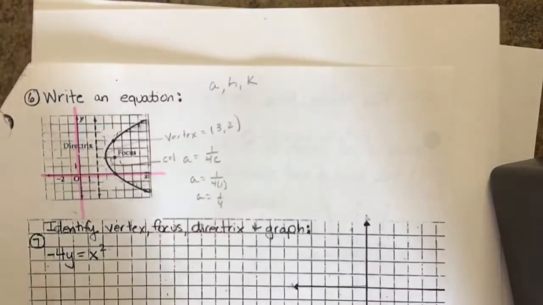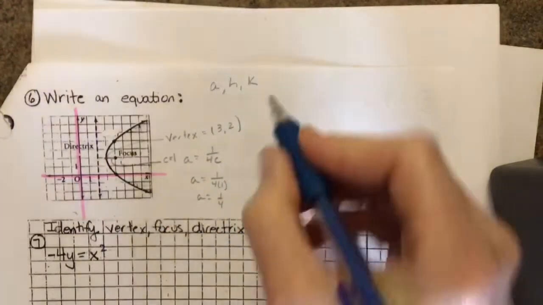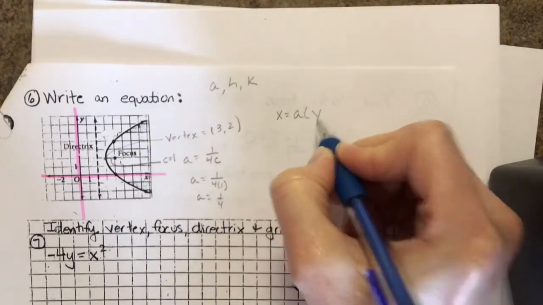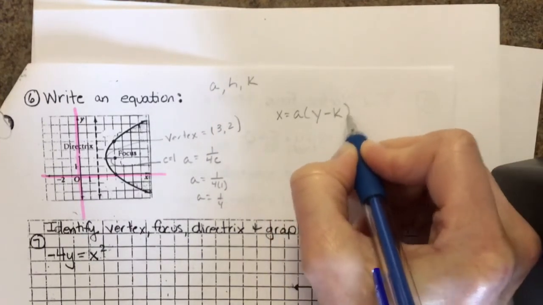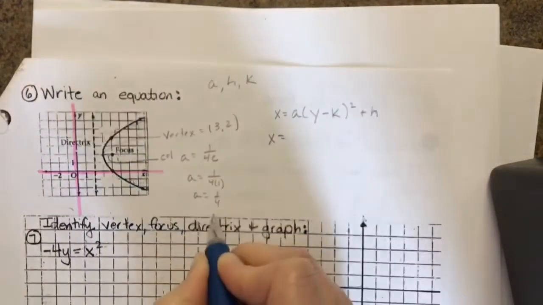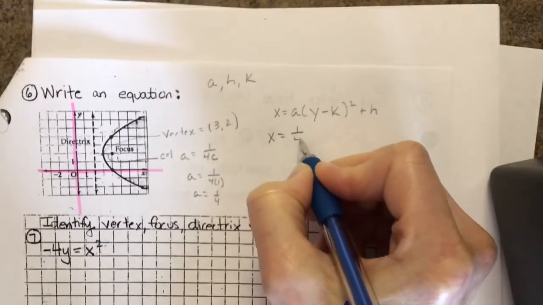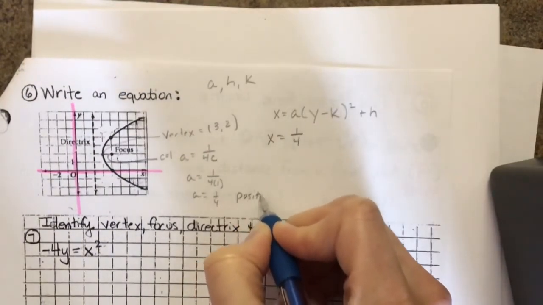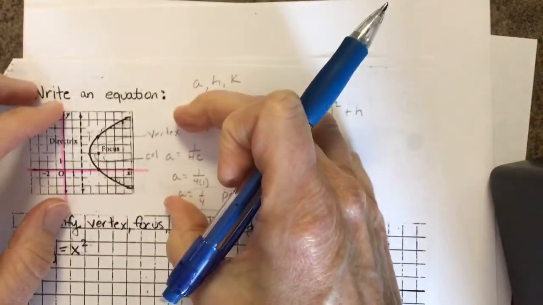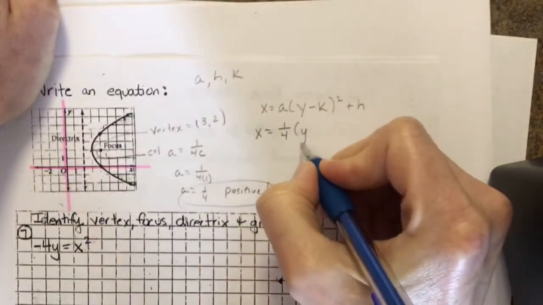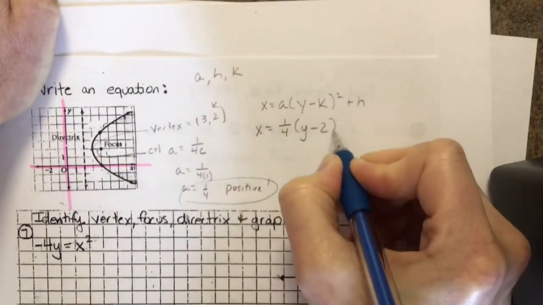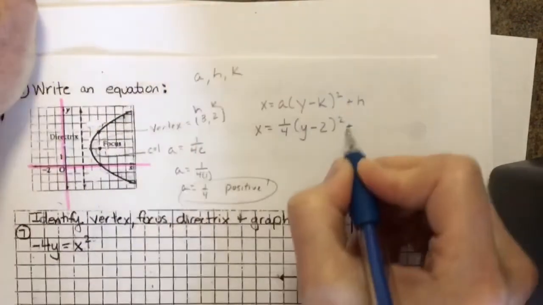Now, this is a parabola pointing to the right. We're going to go x equals a, parenthesis, y minus k quantity squared, plus h, and fill in our three numbers. X equals a is 1/4, and the 1/4 is positive. Why? Because it points to the right. And then y minus k is 2, plus h, 3.